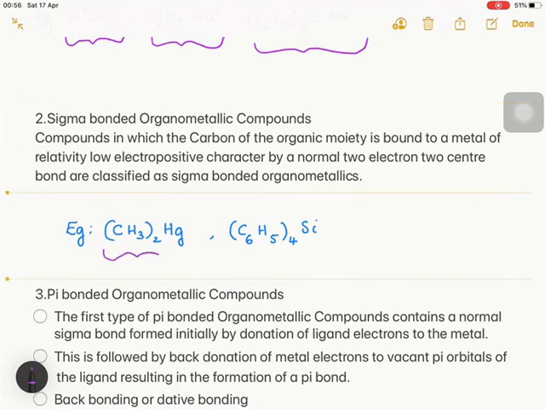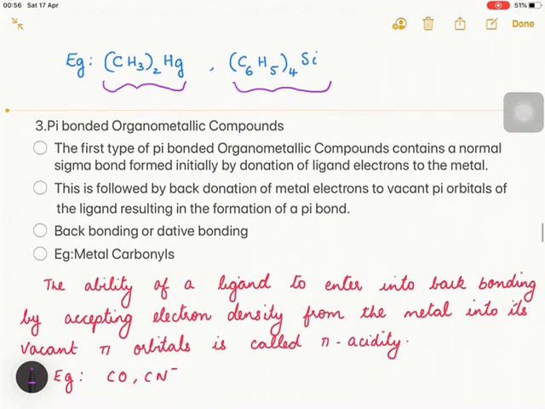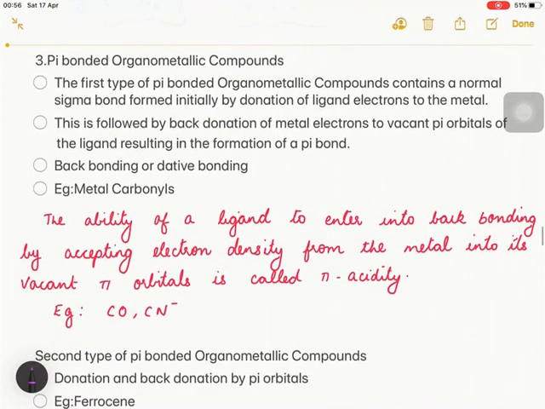Here you can see a metal of low electropositive character. These two are examples of sigma bonded organometallic compounds. Now the third one is pi bonded organometallic compounds. Pi bonded organometallic compounds are of two types.